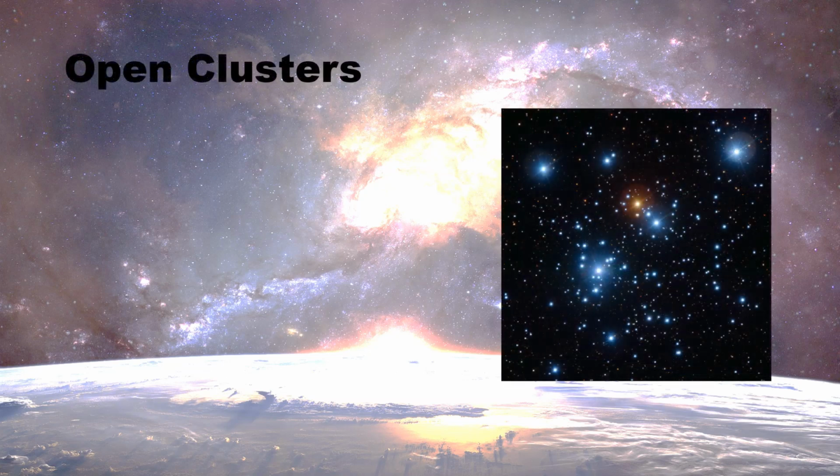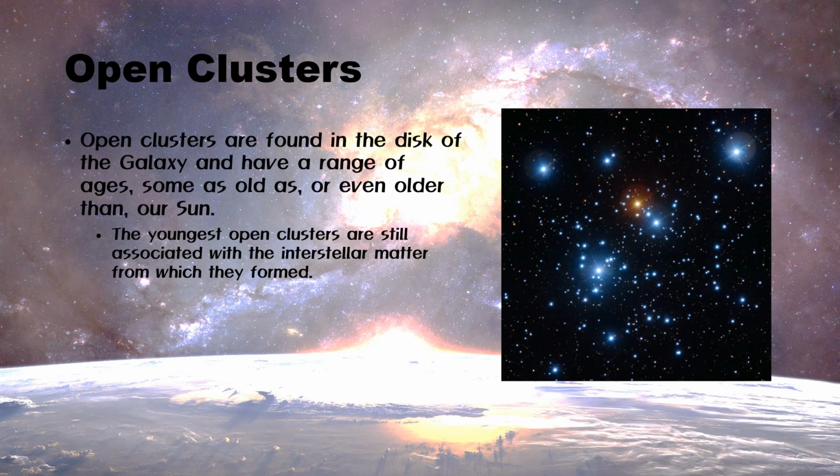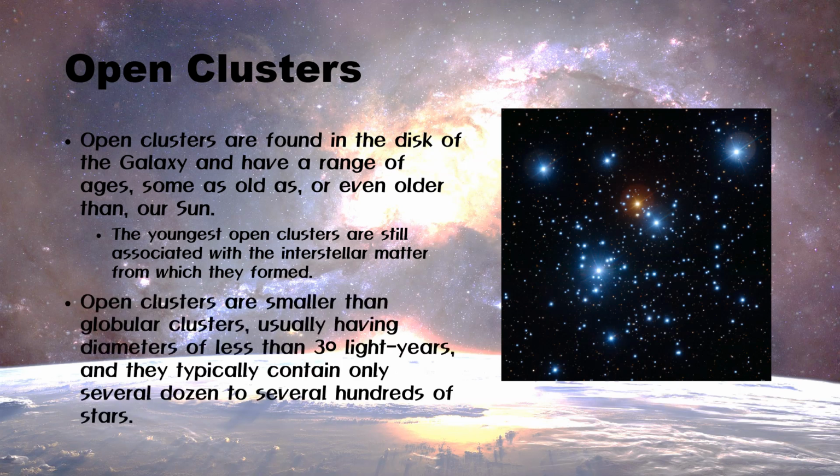The next type of thing to discuss are open clusters. So these are a little bit different. Open clusters we tend to find in the disk of the galaxy, and they have a range of ages. Some are as old as or even older than our own sun. The youngest open clusters still tend to be associated with the interstellar matter from which they formed. Open clusters are smaller than globular clusters, usually only having diameters of about 30 light years. So that's a lot different from the large range that we saw before. And these typically only contain several dozen to several hundred stars, versus the millions that we saw with Omega Centauri.